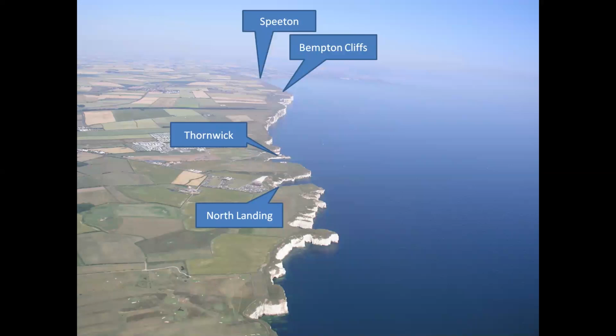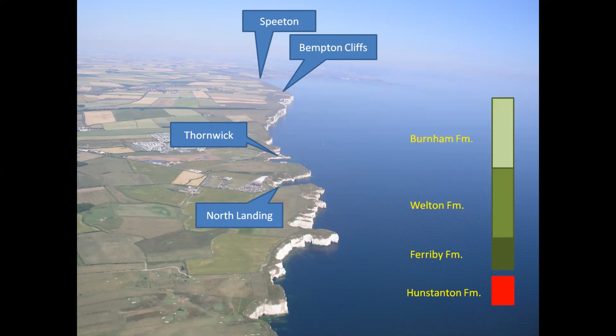In the first three parts, we worked our way up the Cretaceous stratigraphic column from the lower Cretaceous Hunstanton Formation and the lowest part of the upper Cretaceous chalk group, the Sewerby Formation, at Speeton, then through the Welton and Burnham Formations, exposed at Bempton Cliffs, Thornwick and North Landing, to the Burnham-Flamborough Formations boundary at Selwicks Bay and High Stacks.